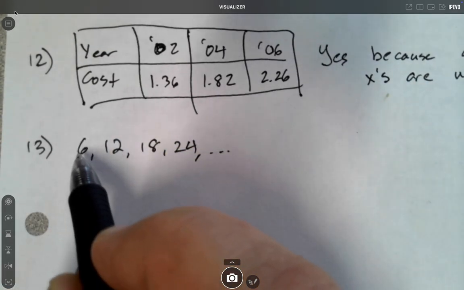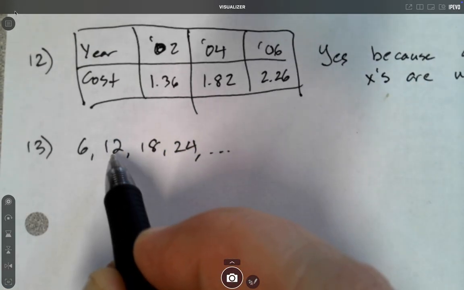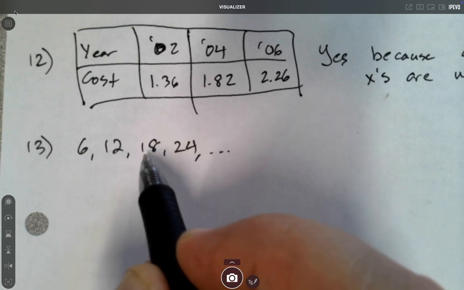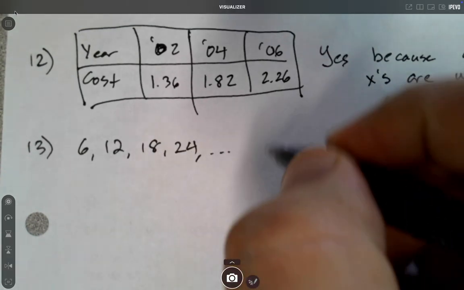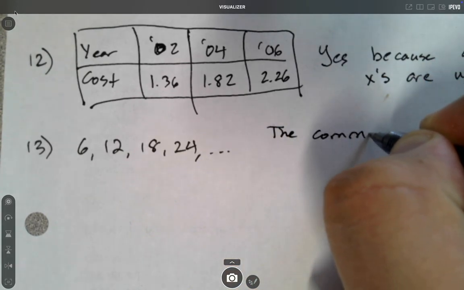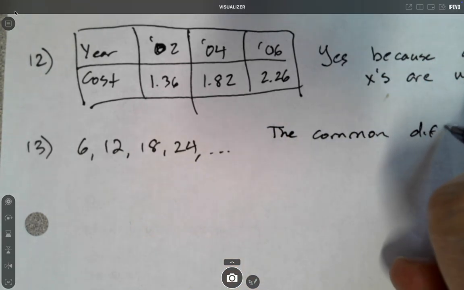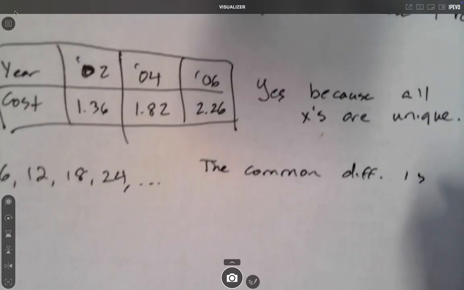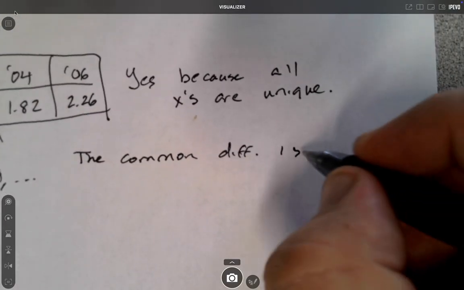So as you look, 6 to 12, they're adding 6. 12 plus 6 is 18. 18 plus 6 is 24. So the first thing I'd say is the common difference is 6.